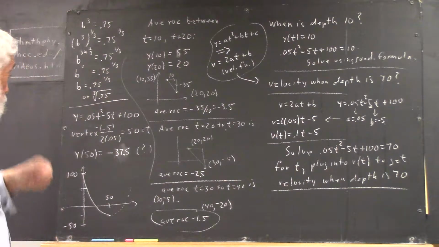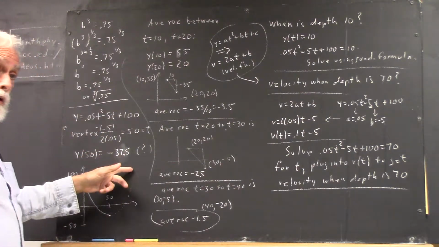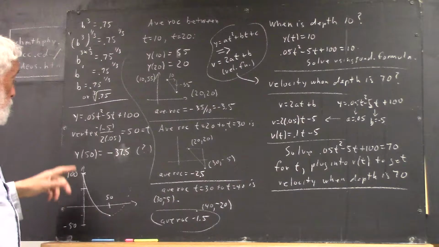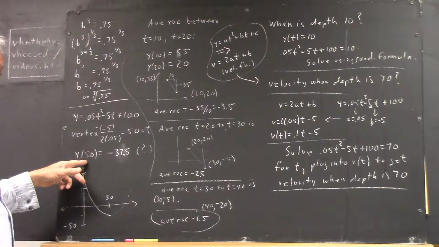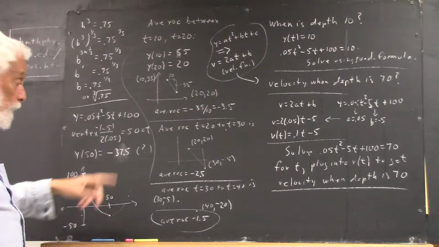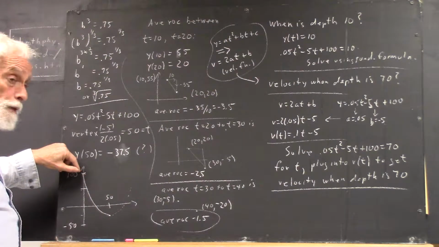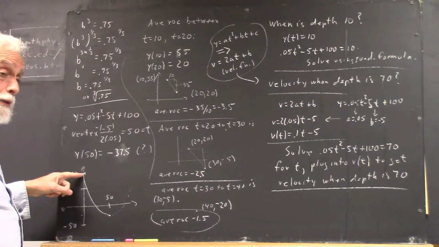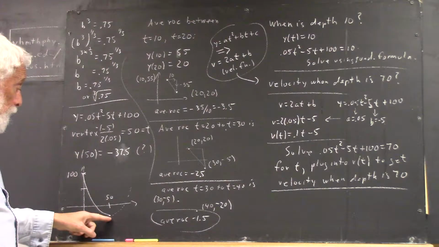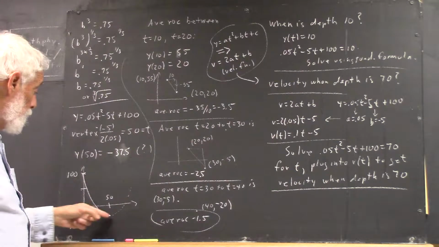And what's the significance of that? Well, first let's calculate the y-coordinate of the vertex. We just evaluate y when t is 50. So we plug 50 in for t. We get −37.5. So our graph for the depth from the point where t equals 0 up to the point where we reach the vertex is this.